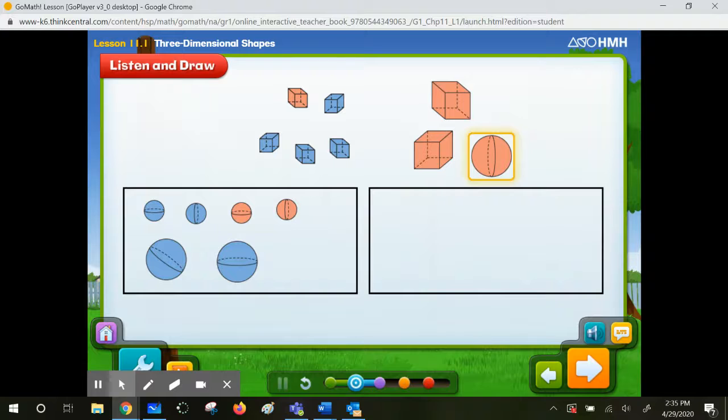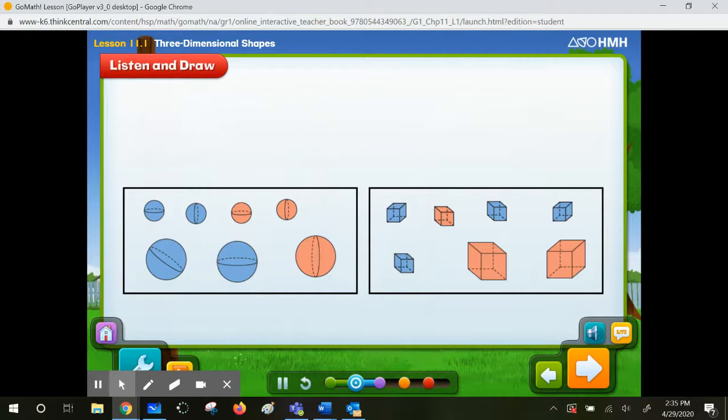Last one. All the shapes that roll are in one box. Put all the shapes that stack into the other box.